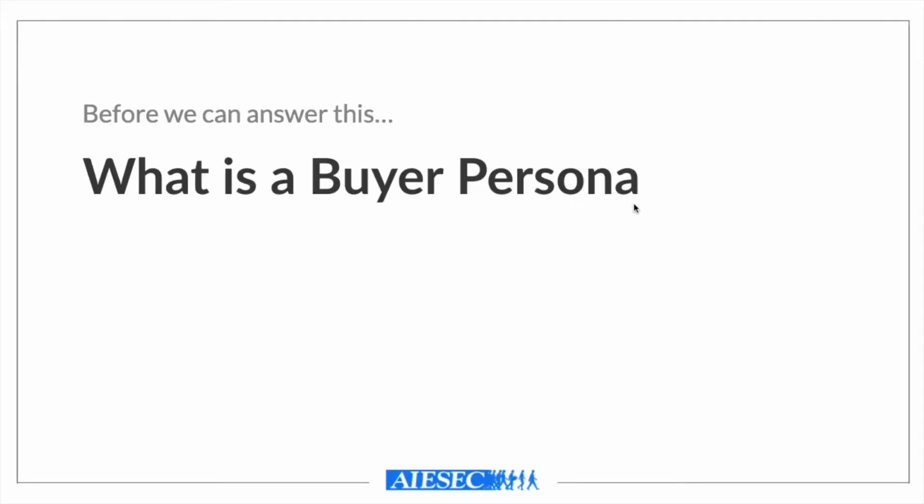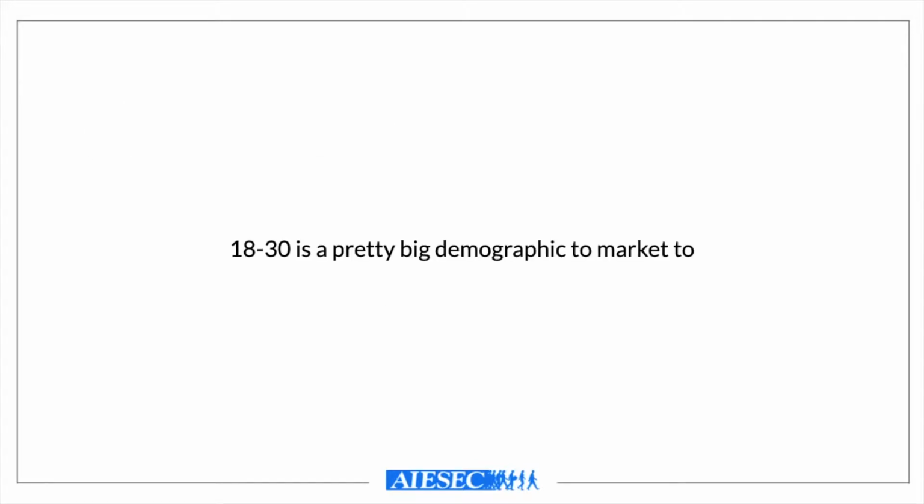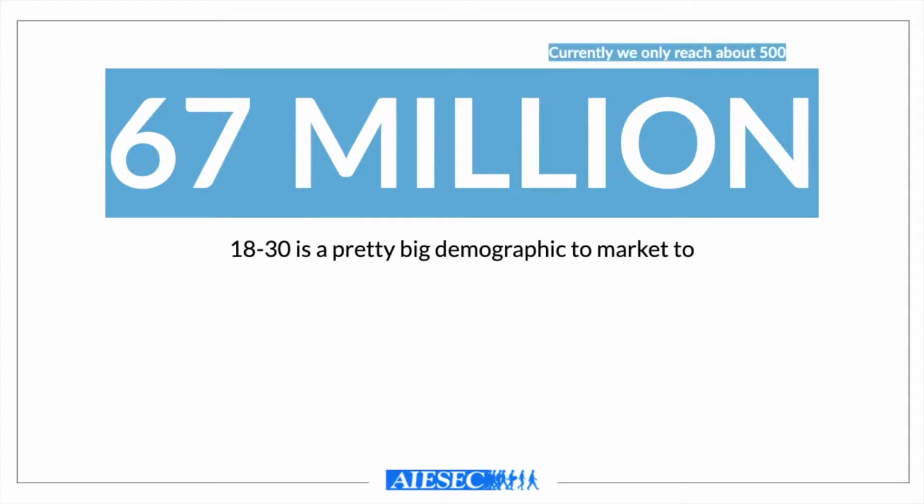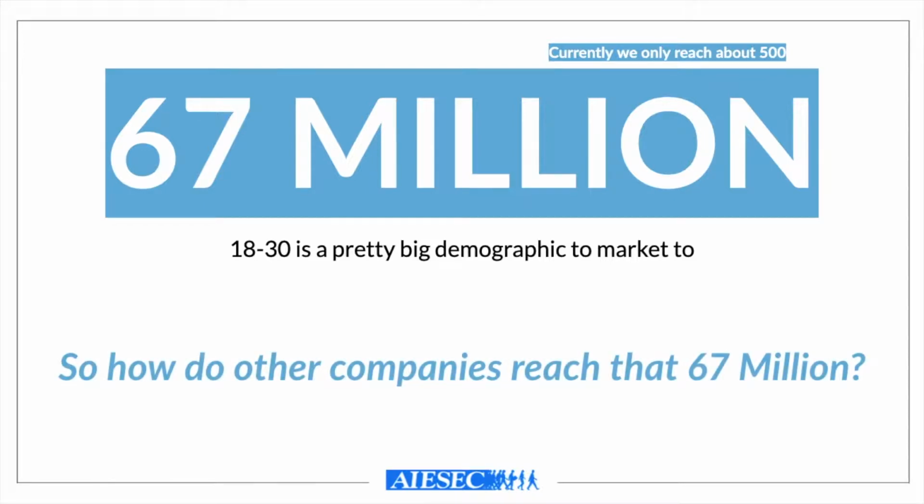So first, before we can even answer this, what is a buyer persona, we need to understand this. 18 to 30 is a pretty big demographic to market to. In fact, it's actually 67 million people in the United States. And for us, we currently only reach about 500 people. So honestly, how do other companies reach that 67 million?